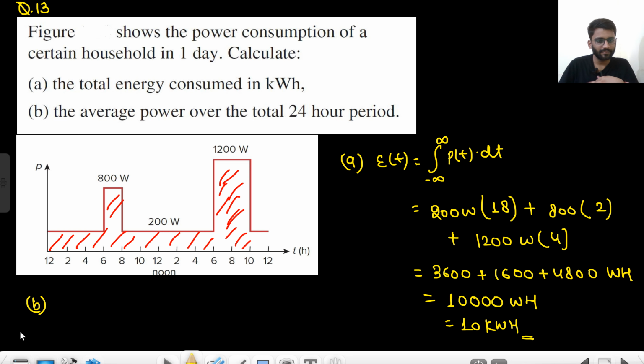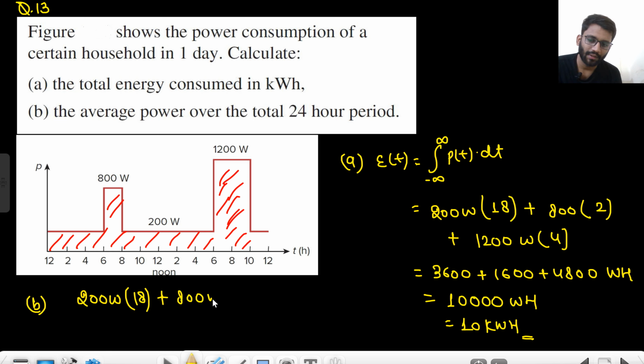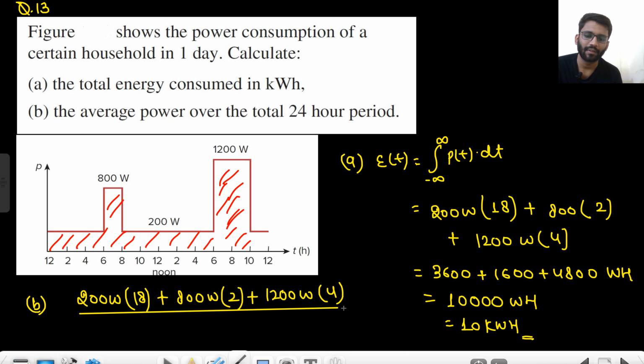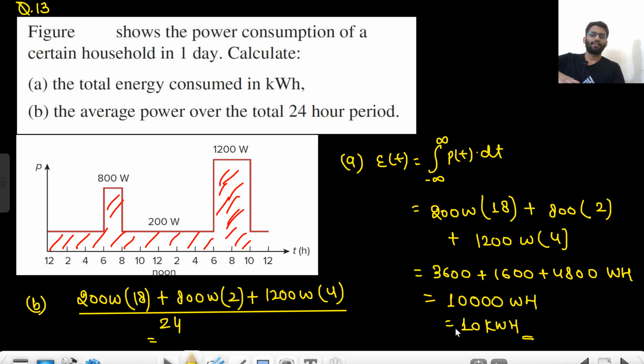Think about it. Look, 200 watt of power is consumed for 18 hours, and 800 watt is consumed for 2 hours, plus 1200 watt is consumed for 4 hours. Divide by total time, that is 24. That means 10,000 by 24, it means 416.67 watt. Did you understand this?